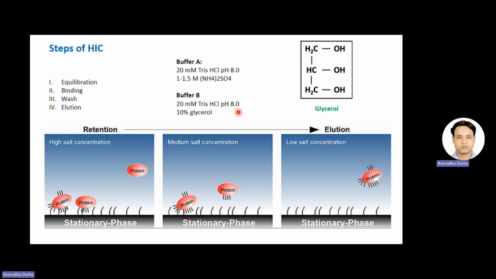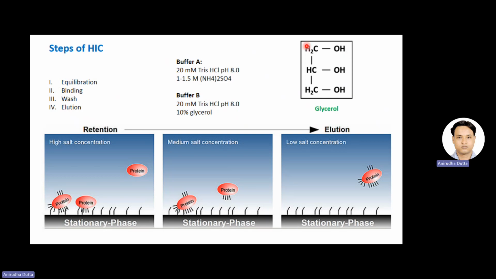Sometimes we use 10% glycerol in buffer B, because glycerol prevents hydrophobic interaction. What we understood is that a high concentration of ammonium sulfate increases the hydrophobic interaction. Glycerol reduces hydrophobic interaction. So in the elution step, if we increase the concentration of glycerol slowly in the buffer we are applying, then it would prevent hydrophobic interaction and bring the protein out of the column.